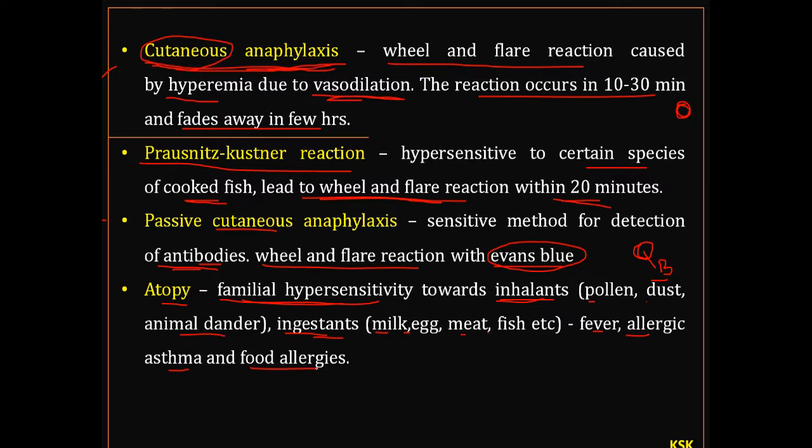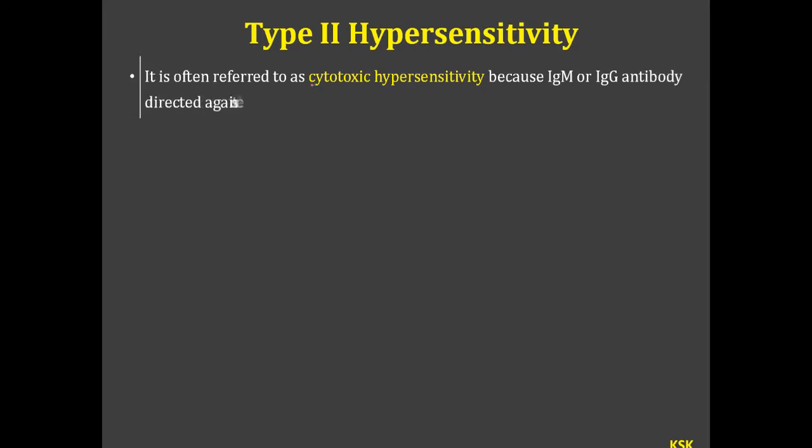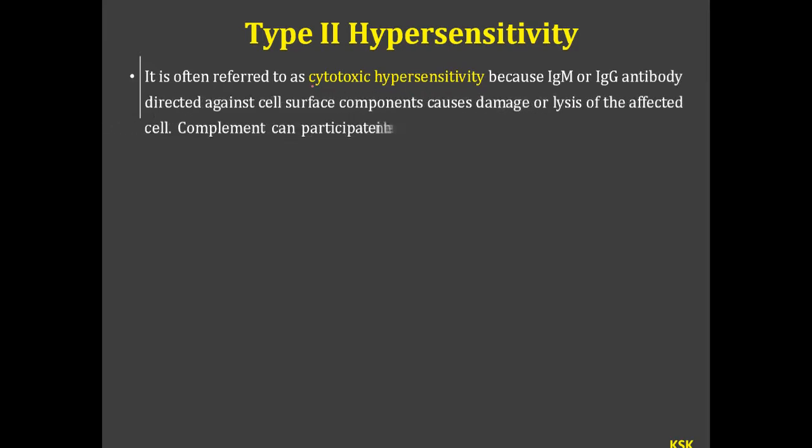The first one is anaphylaxis, the second is cutaneous anaphylaxis and the Prausnitz-Kustner reaction, then passive cutaneous anaphylaxis, and the last one is atopy. These are the various reactions that come under type 1 hypersensitivity. Then we will go with type 2 hypersensitivity reaction. Type 2 hypersensitivity is also known as cytotoxic hypersensitivity.